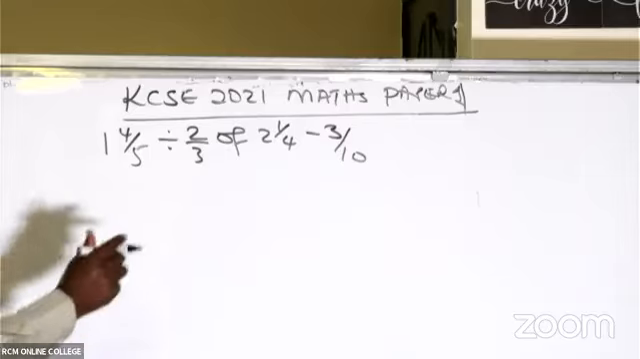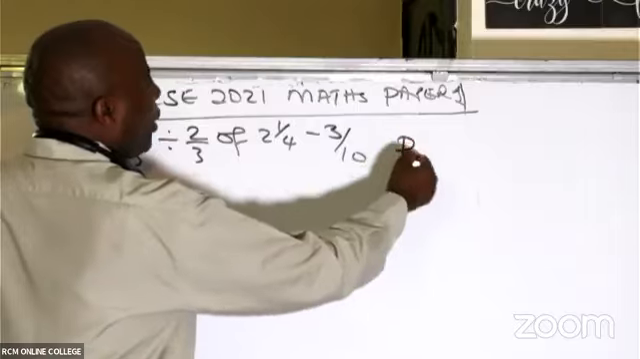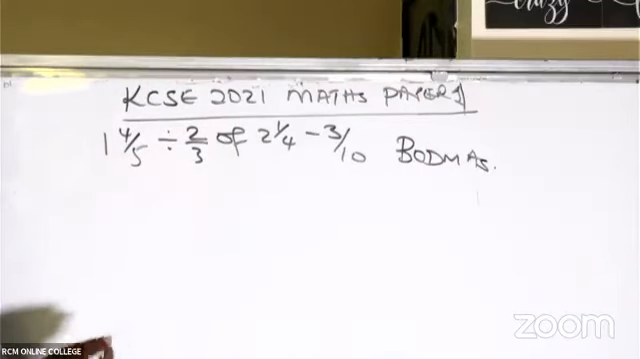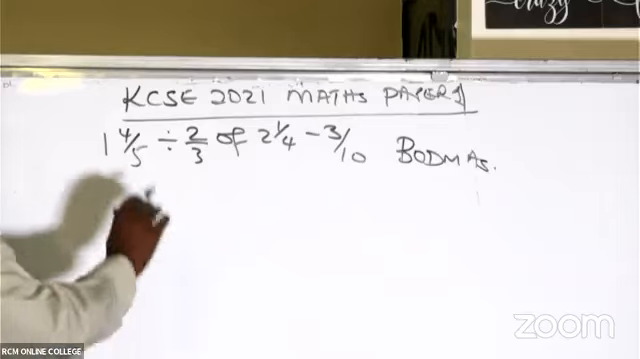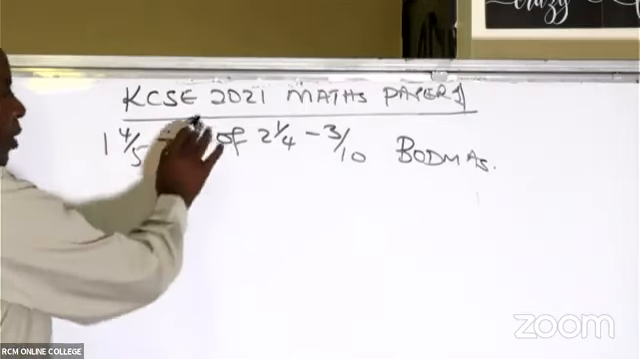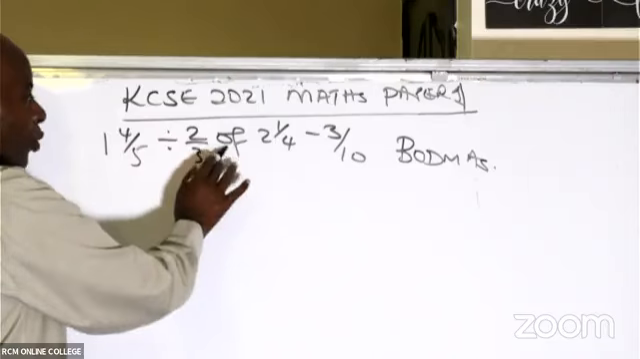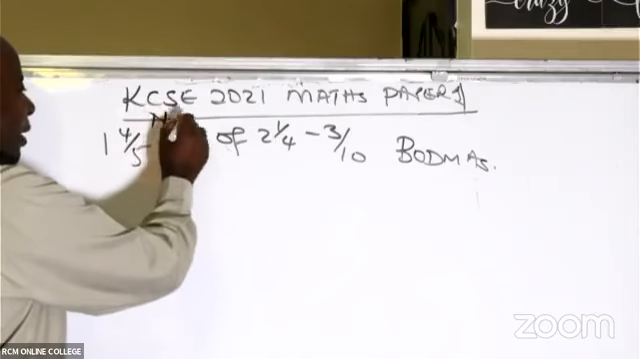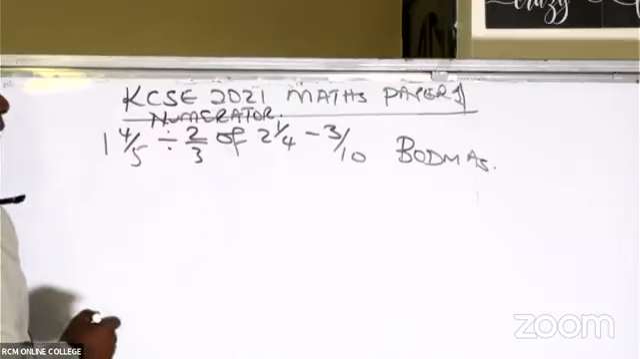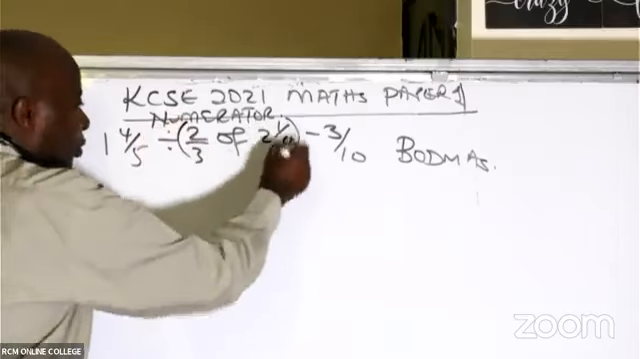So remember, somebody has just told us here, we are following the body mass thing, the order of operations. Right? So I can't see any bracket, but I can see of. So it means that where I have this of, I need to start with this section here. So remember the title here is that I'm trying to evaluate the numerator first. So I can see this of here, so I'm going to first of all handle this.